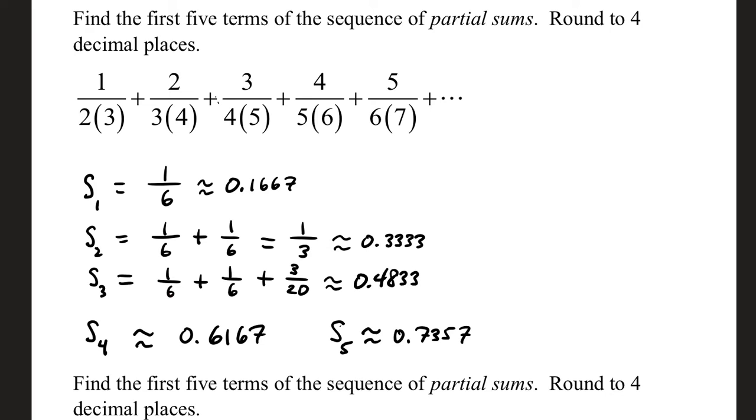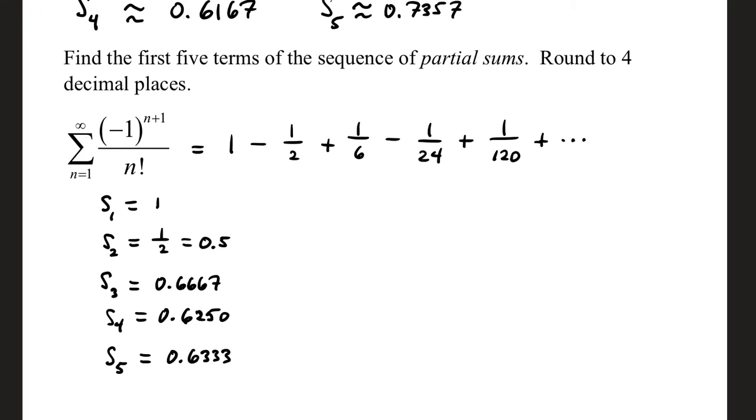And again, in WebAssign, you're asked to round to four decimal places and do that for the first five terms. So you have a sequence of sums, which is a partial sum of your entire list.